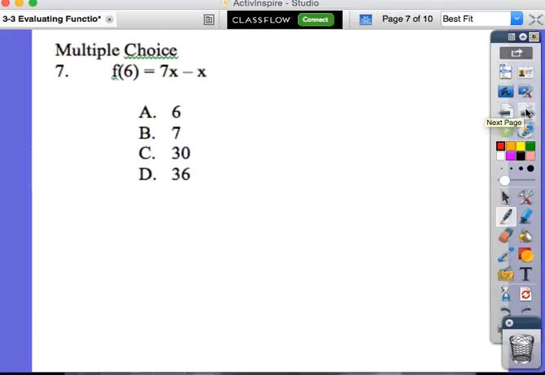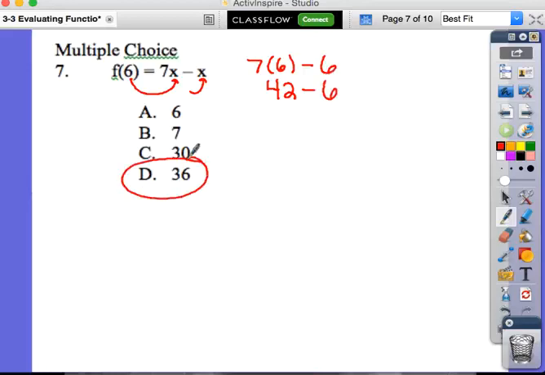All right. Multiple choice here. F of 6 equals 7x minus x. What would f of 6 equal? You need to figure out what that would be and then choose. So you're plugging your 6 in. What's 7 times 6? 42. Minus 6 is 36. Good. That's all you were doing.